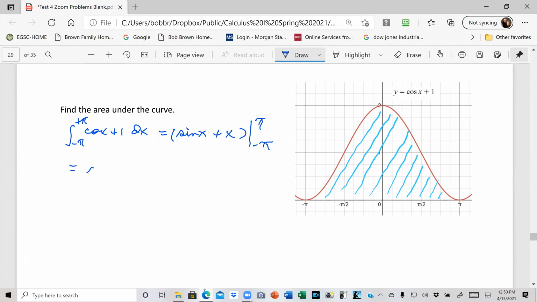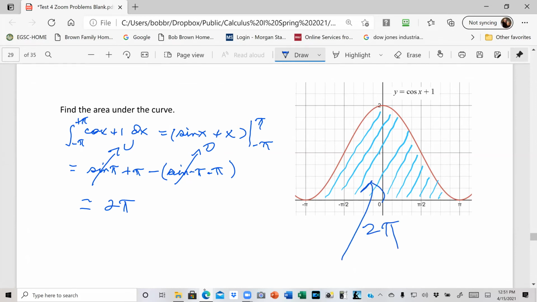We get sine of pi plus pi, plugging in pi, and minus what we get when we plug in minus pi, which is sine of minus pi minus pi. Sine of pi is 0. Sine of minus pi is 0. So we get 2 pi is the area under this curve.